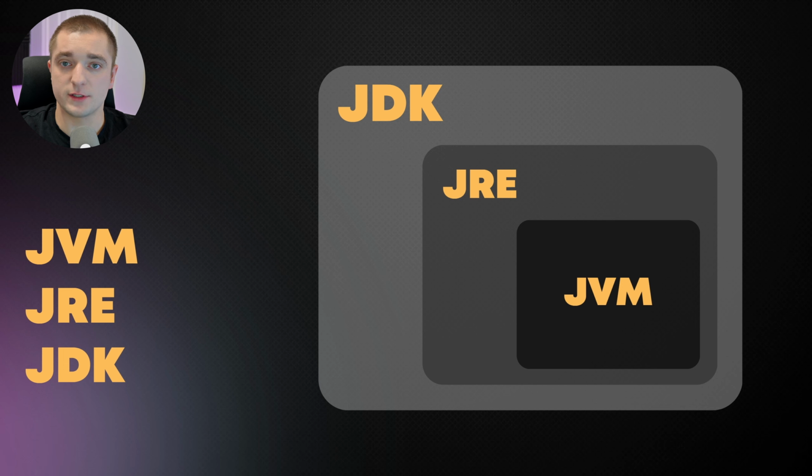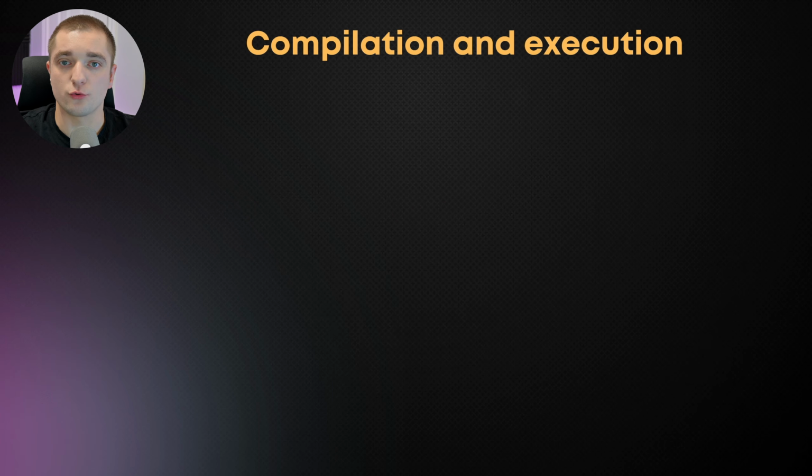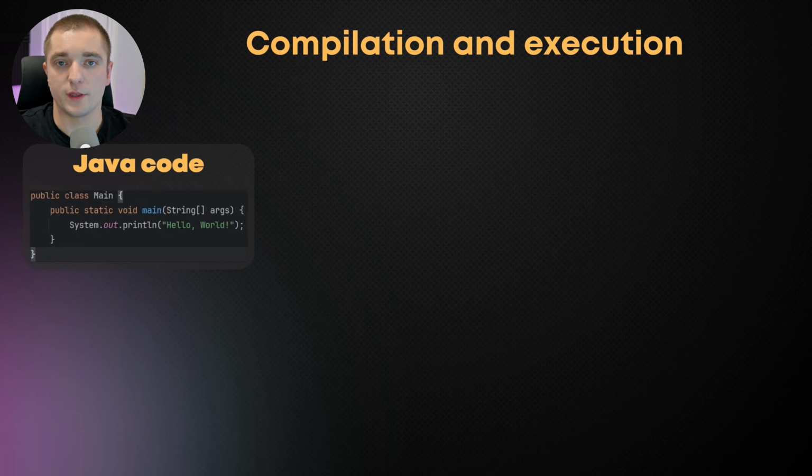Now, let's walk through the steps involved in taking the Java code you write and actually running it on your computer. First, you write your Java code in a plain text file with a .java extension. This is called the source code. This is the code that we humans can understand, like the code that we've seen last time. The processor inside your computer, however, does not understand this directly. It needs to be translated into a language it can understand.